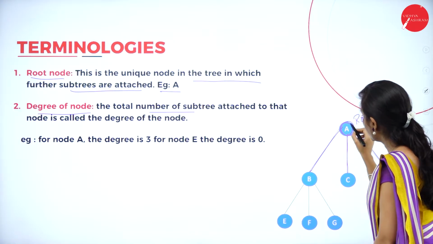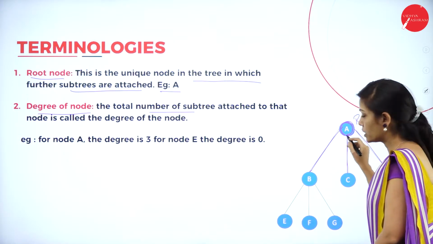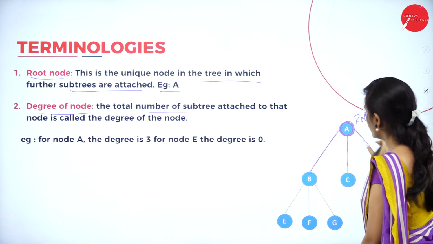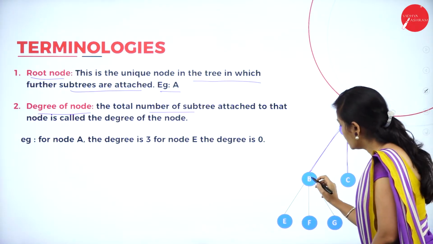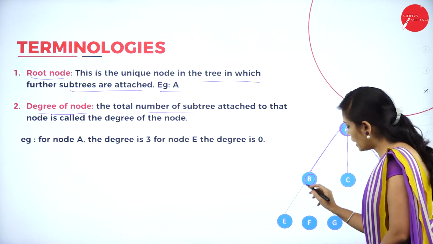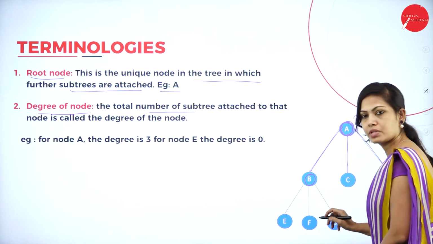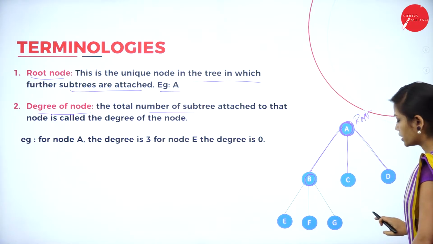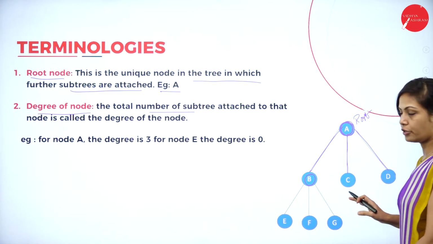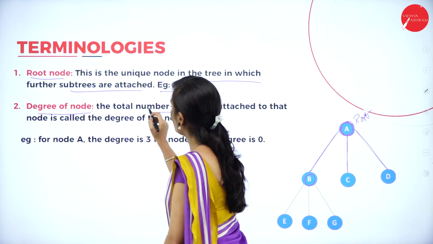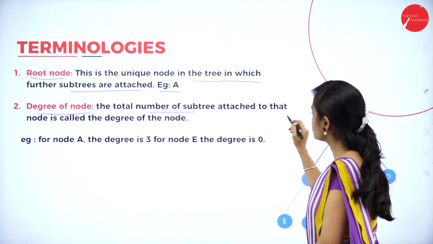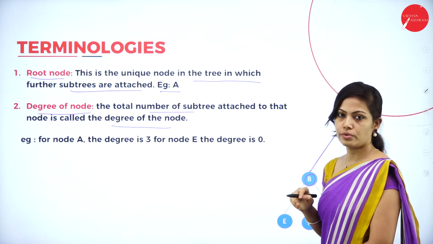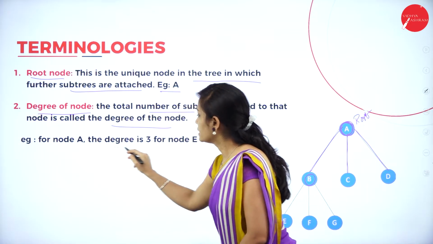So now here the degree of this root is 1, 2, 3. B, C, D are connected to the root node. And the degree of this B is again 1, 2, 3. Is it clear? And what is the degree of this C? It is not connected to any edges, so it is 0. So now the total number of subtrees attached to that node is called the degree of the node. Example, for node A, the degree is 3.